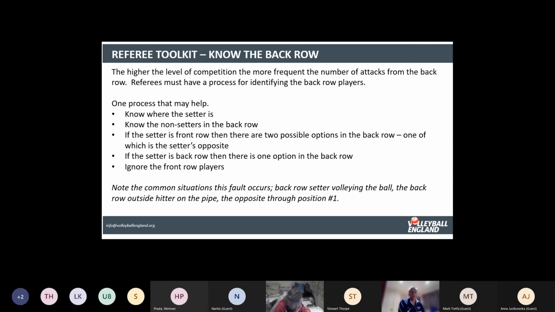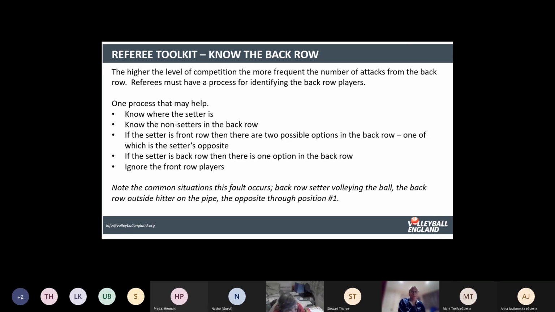In that situation, you will get a few situations where your mind is going through whether a player is front or back row, but if you focus on the back row, you get to know the players quite quickly. So the common situations where the back row causes you an attack hit fault are with the back row setter volleying the ball.